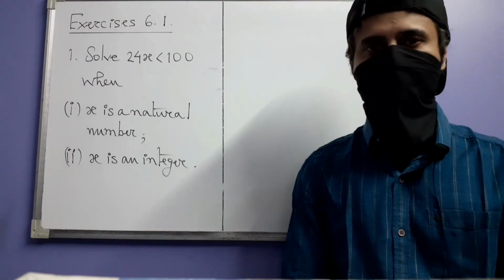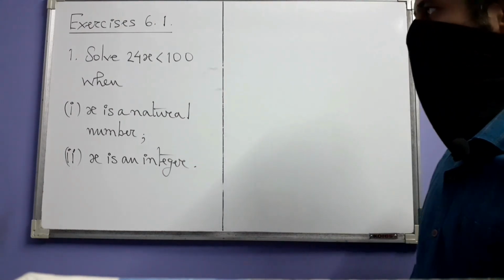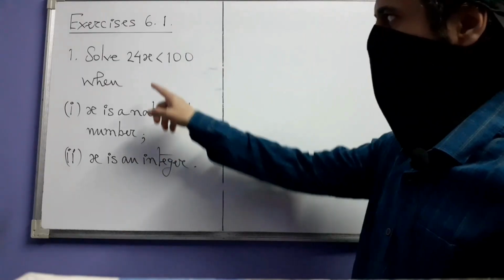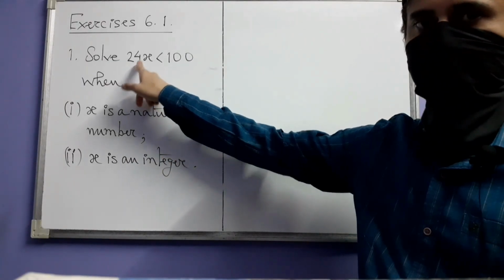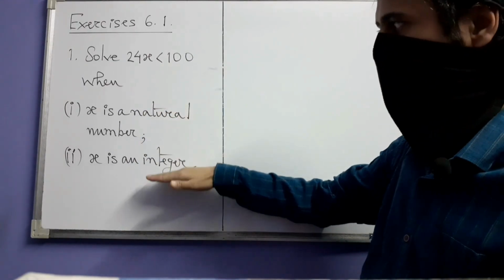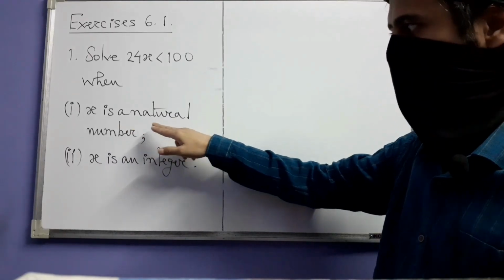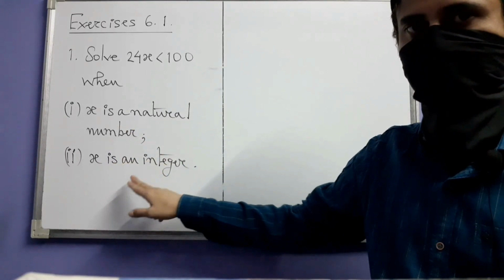So we next start exercises 6.1, and this is the first one. Here we have to solve the inequality 24x less than 100 under these two conditions. In the first one, x is a natural number. In the second one, x is an integer.